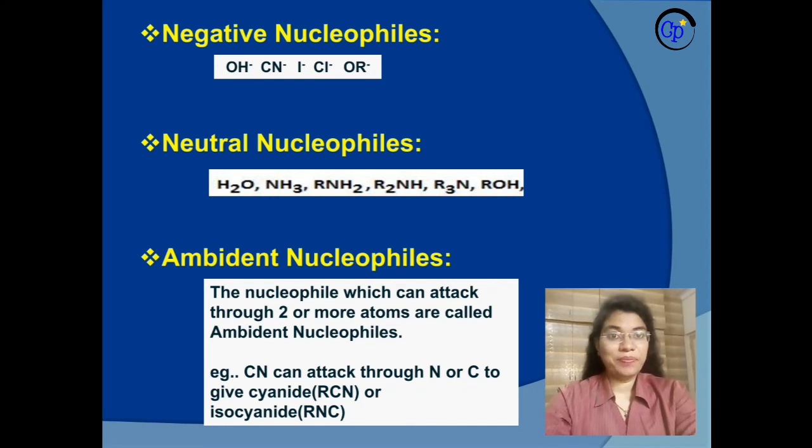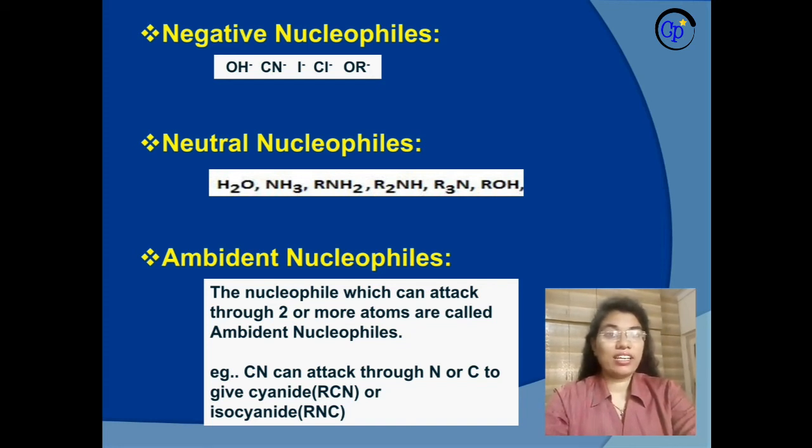Ambident nucleophile. The nucleophile which can attack through two or more atoms is called an ambident nucleophile. For example, you can see that CN-, cyanide, can attack through nitrogen or carbon to give cyanide or isocyanide. That means either nitrogen will attack or the carbon can attack, and they can give cyanide, RCN, or isocyanide, that is RNC. So here we have learned about the nucleophiles. Whenever you look at any electron density or a negative charge, or whenever you see some electron rich species, they will play the role of a nucleophile.